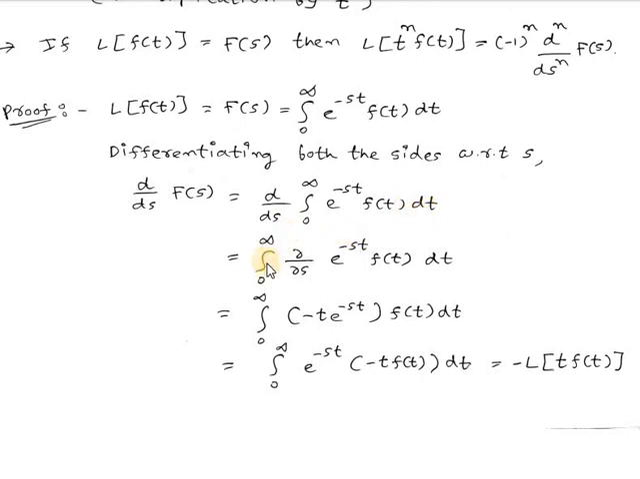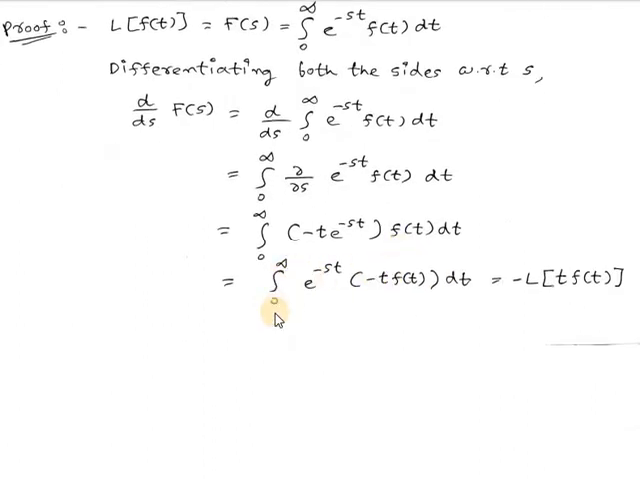So this can be written as integration 0 to infinity ∂/∂s of e^(-st) f(t) dt. Here this is a function of two variables, so it will be ∂/∂s. Now we have to take partial differentiation of e^(-st) with respect to s. So it will be -t e^(-st), because here we are taking differentiation with respect to s, so the coefficient of s is -t. And t is a constant, so f(t) will be as it is.